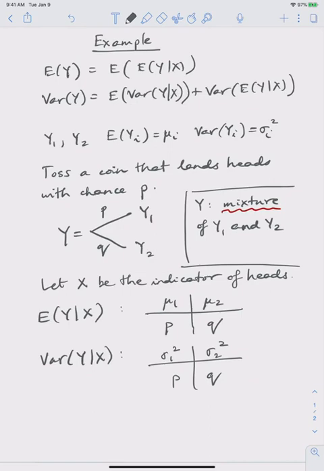Now the expectation is the expectation of the conditional expectation. So we've got this little distribution table, and that expectation is mu1 times p plus mu2 times q, and expectations don't get much simpler than that. Because we're going to use this later, I'm just going to call this mu.